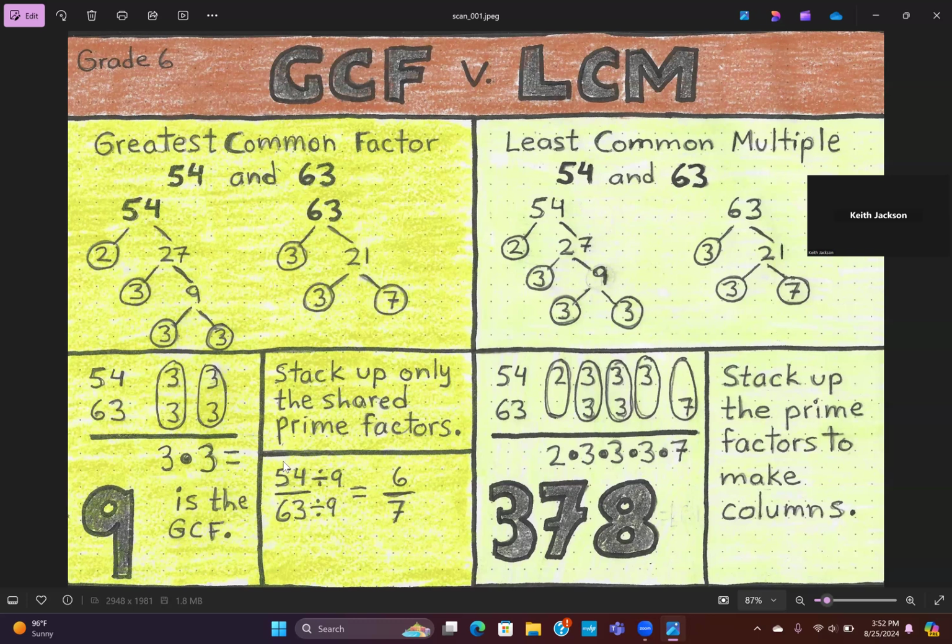And if we were to line up 54 over 63 as a fraction, we will know that if we divide both numbers by 9, it will simplify to its simplest form of 6/7. Because 54 divided by 9 is 6, and 63 divided by 9 is 7.